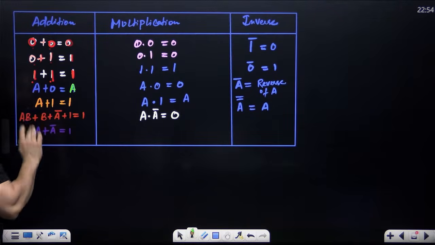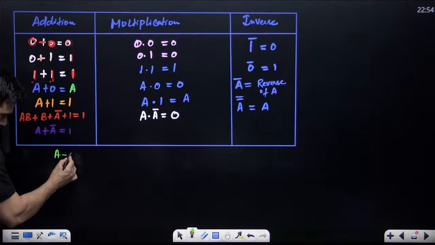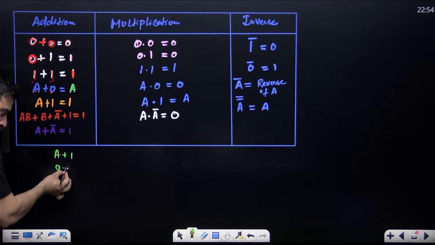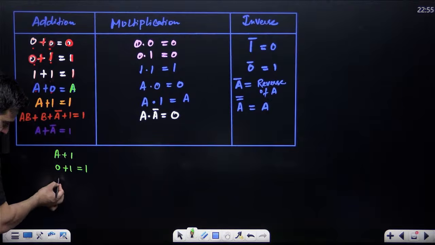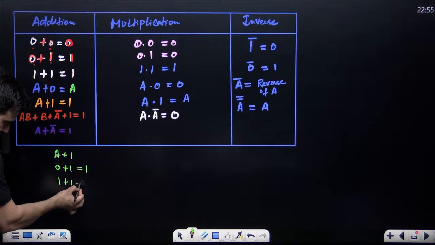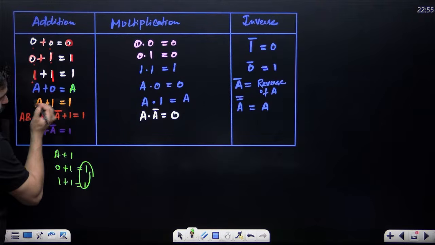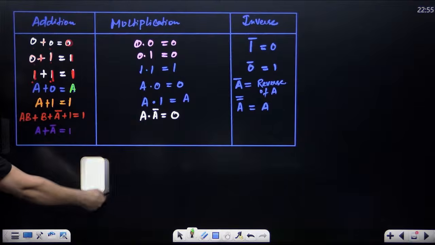Okay, let's talk about this. A plus 1 is 1. Listen, A plus 1. A can be either 0 or 1. Let's put 0: 0 plus 1 is 1. Let's put this A as 1: 1 plus 1 is 1. In both the cases, the answer is 1. That's why we are mentioning 1 over here.